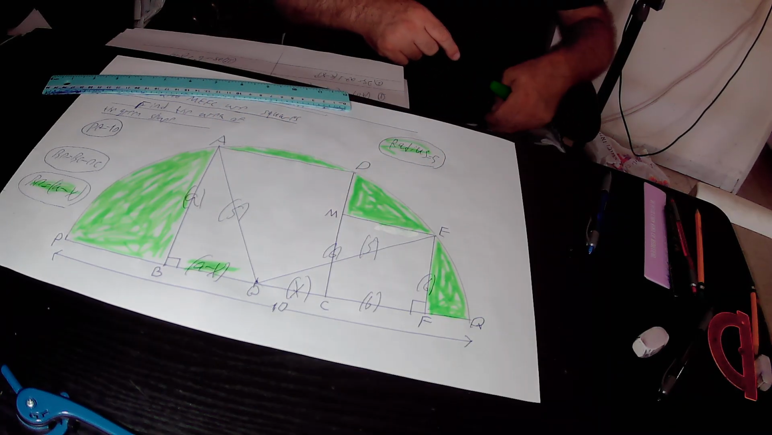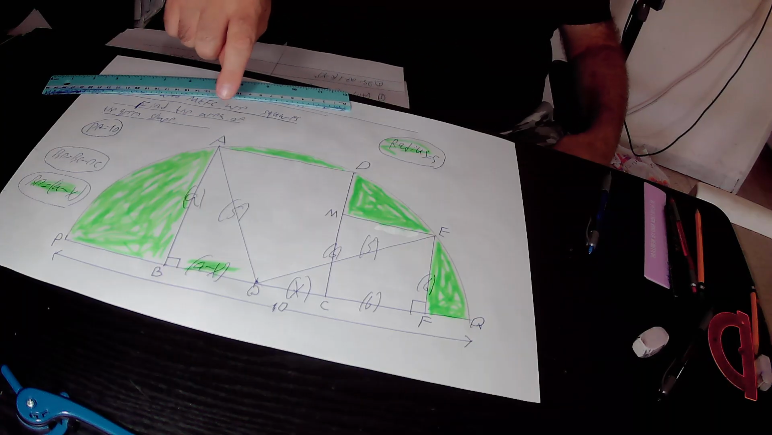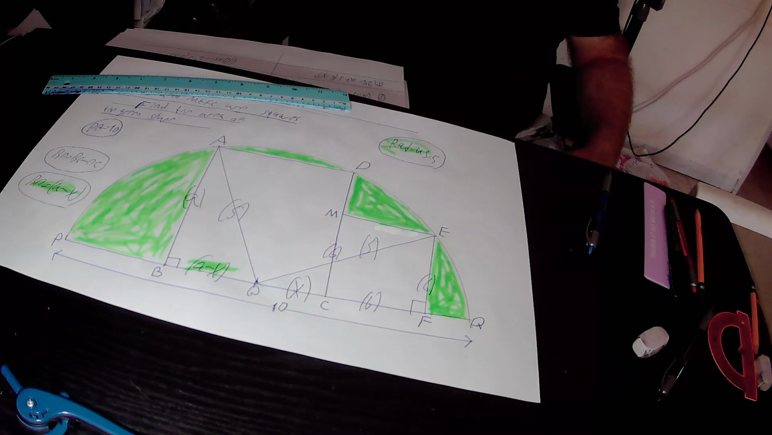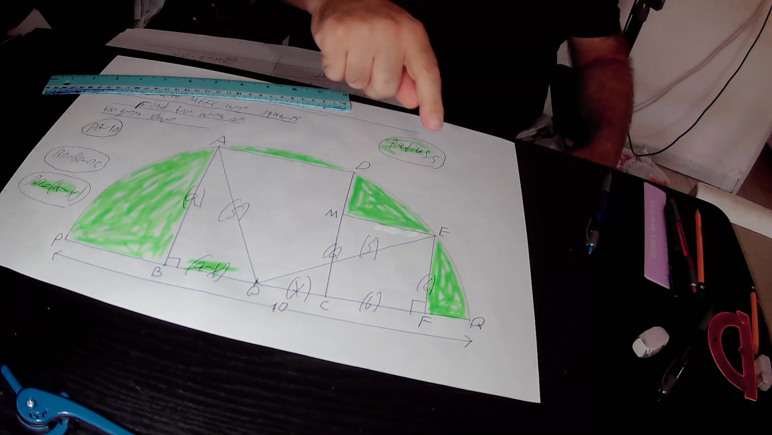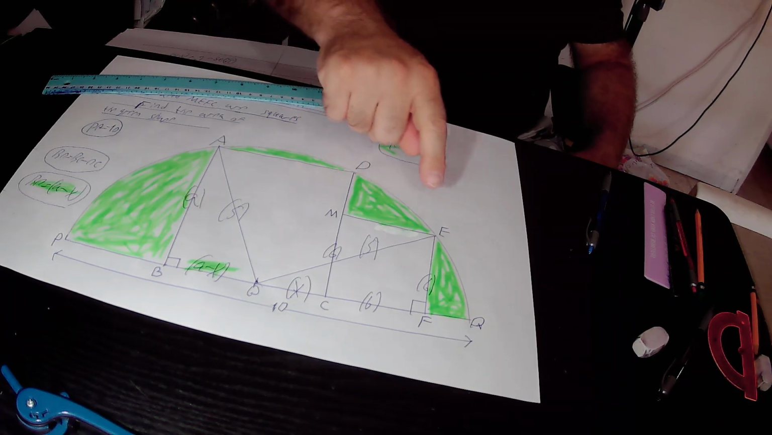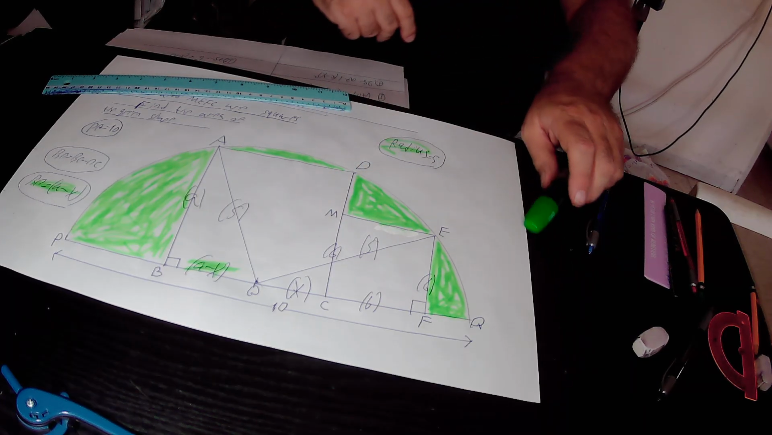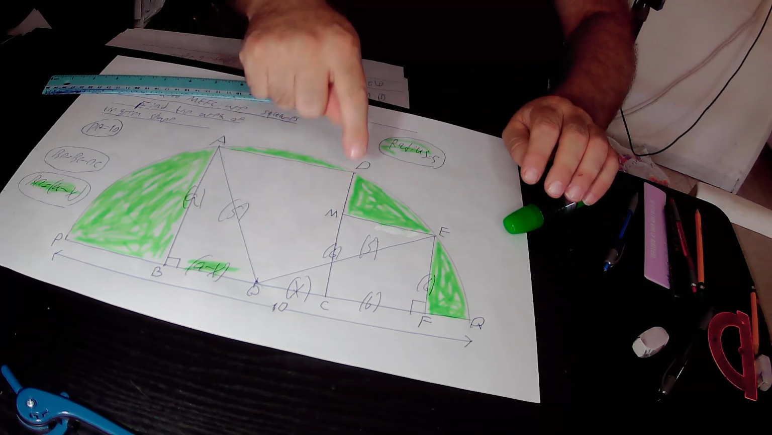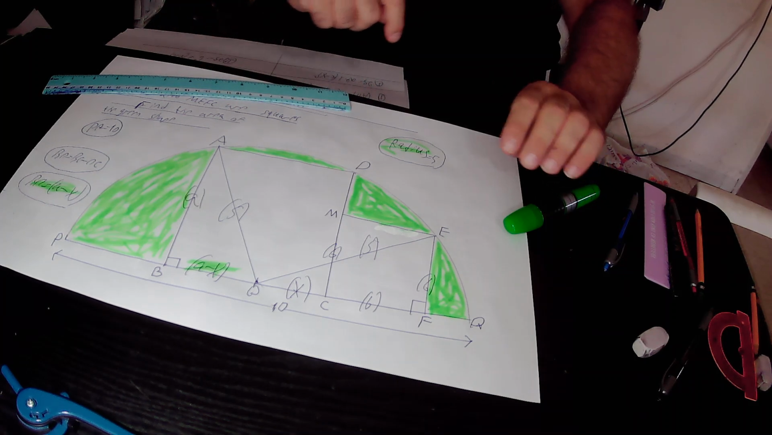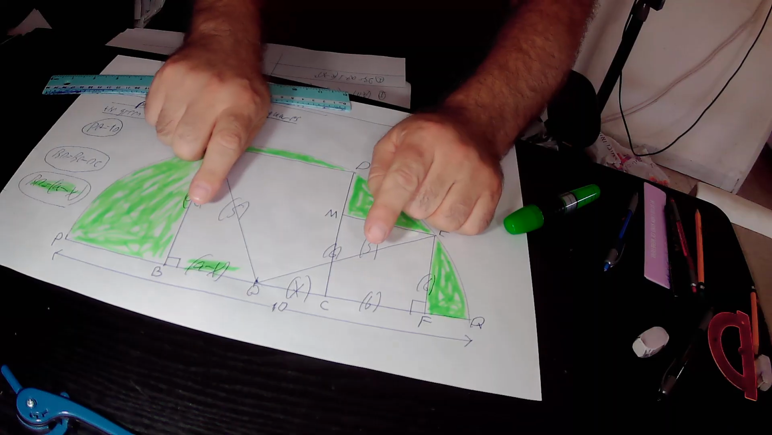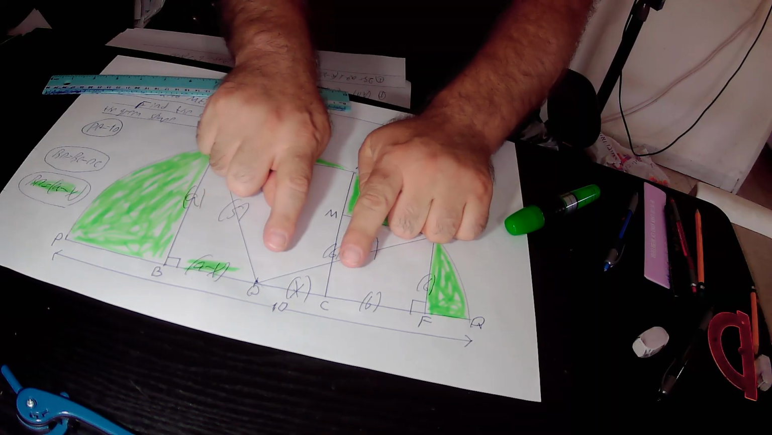In the next step, we define one side of the big square ABCD as A, and we define one side of the small square MEFC as B. So AB equals BC equals CD equals DA equals A. We define the length of line segment OC as X.